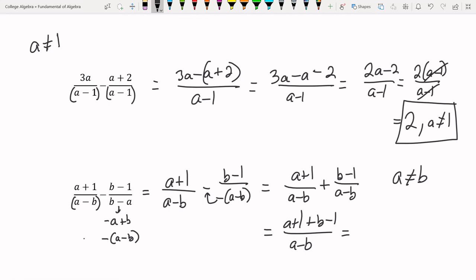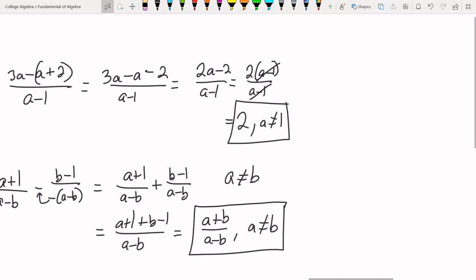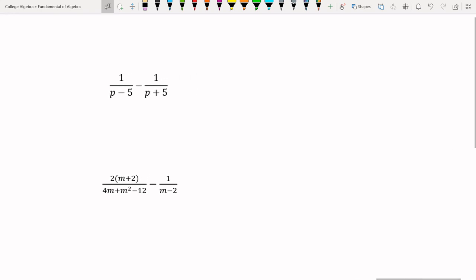Combine like terms, plus 1 minus 1 cancel, and we get (A plus B) over (A minus B), where A does not equal B. And that's the simplified form. All right, let's keep moving on.